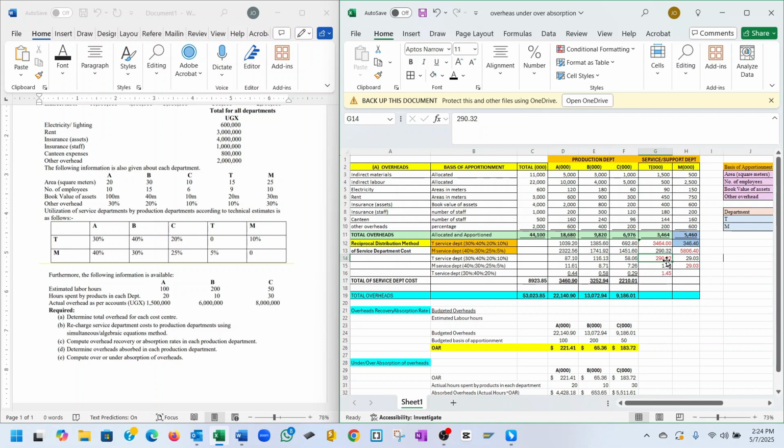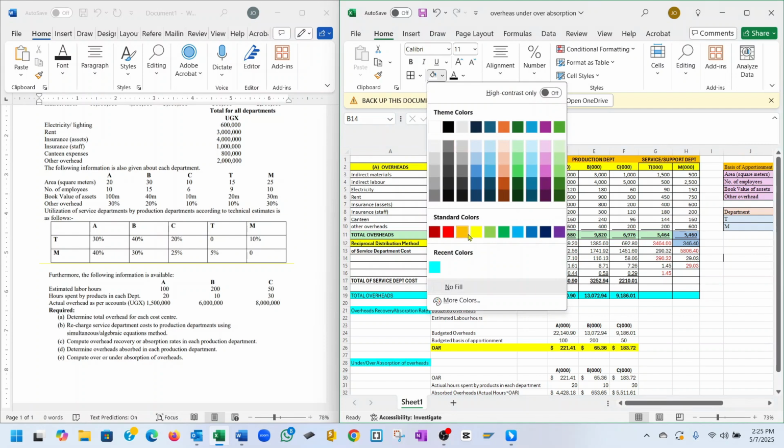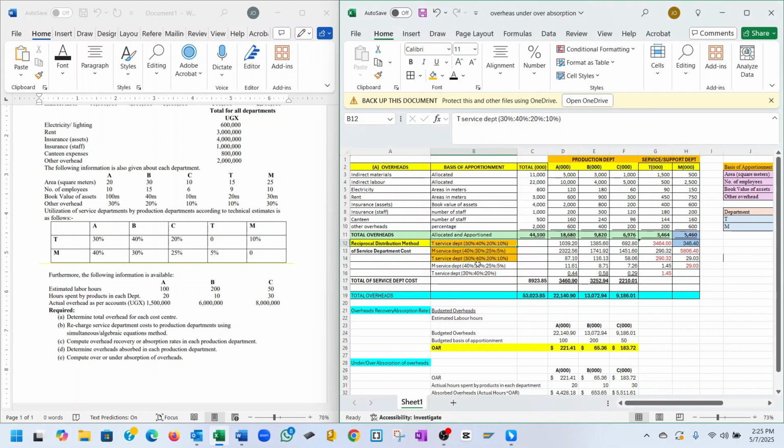You see, the service department here has also got a value, which is 290.32. Now, we are also going to share it, and that is the reason why we call it the reciprocal distribution method. So we are going to share that using this same way, the T service department. So we share for A, we share for B, we share for C, and we share for M.